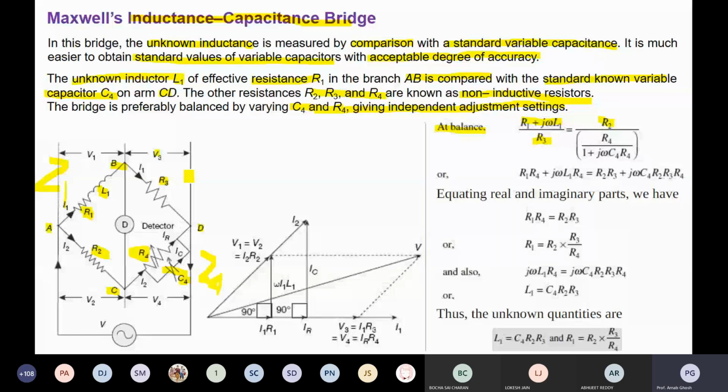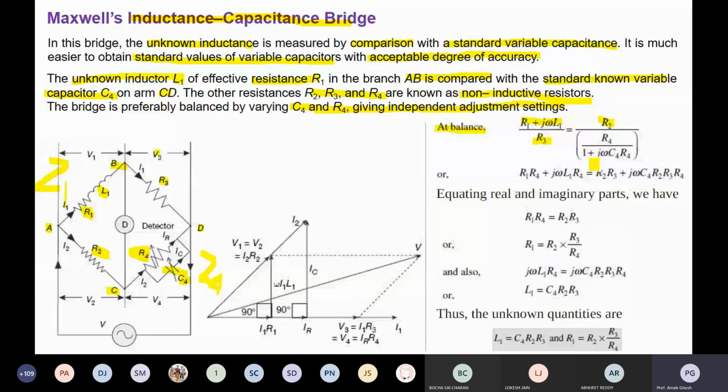So what will be that value? R4 into 1 by j omega C4, whole divided by R4 plus 1 by j omega C4. Okay, so if you cross multiply, means arranging all those things, what will be the final expression? The final expression will be R4 whole divided by 1 plus j omega C4 R4. So you can do the cross multiplication and finally you will get that expression.